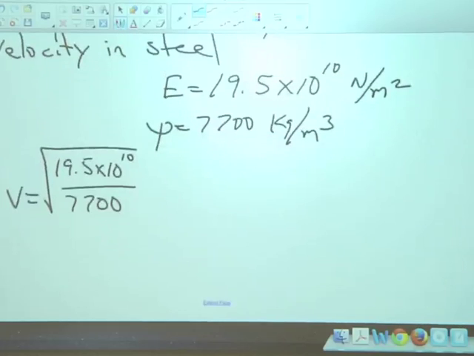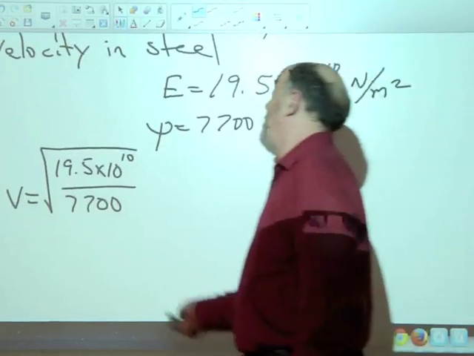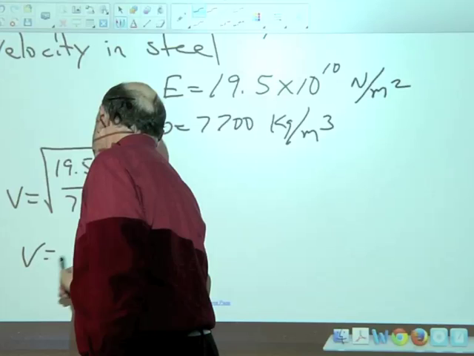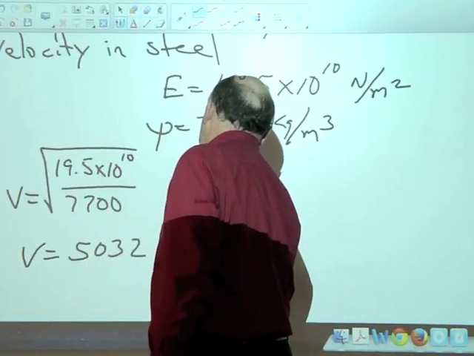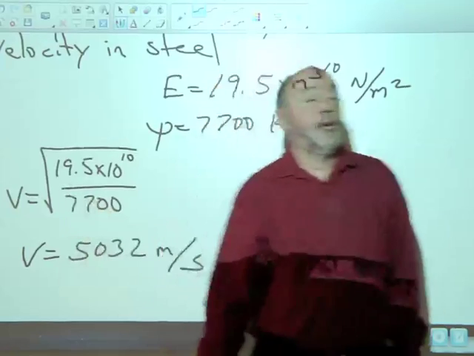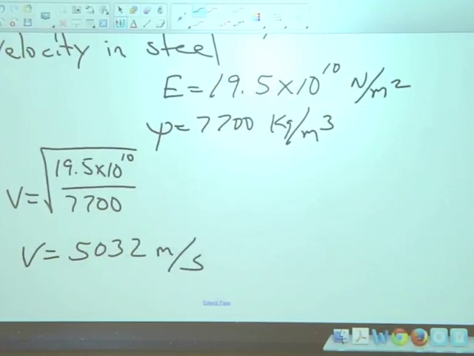You plug that in, and you end up that the velocity of a wave in steel comes out to be 5,032 meters per second. Does everybody get that?